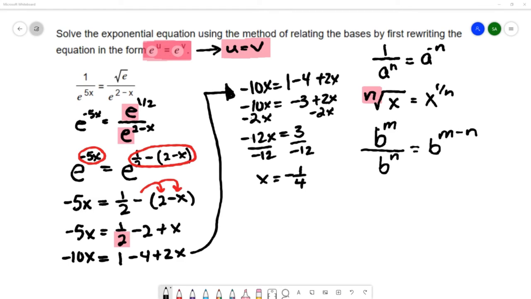So I have a correction that I need to make here. I'm going to highlight the mistake that I made. So right here I have x equals negative 3, and when I carried it down, I didn't carry the negative. So I'm going to correct this to be a negative 3. And negative 3 divided by negative 12 would be a positive 1/4. So the solution is x equals 1/4.